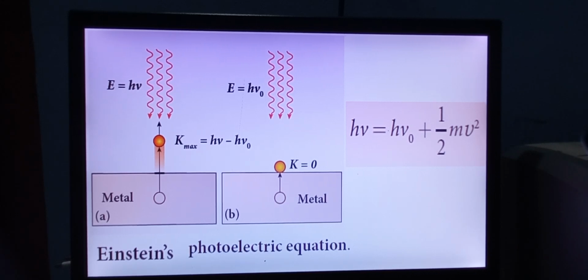Einstein's photoelectric equation. So A on the metals and B the metal, and E will be equal to hν. Therefore K maximum will be equal to hν minus hν0. And in B, K equal to 0, E equal to hν0. The total formula for Einstein's photoelectric equation is hν will be equal to hν0 plus half mv squared.